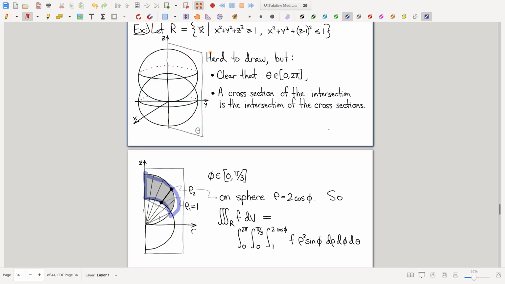So notice I have found the cross section that I'm interested in without ever having to draw the original solid. Anybody see the trick? That's the main point of this example. I do want to encourage you to think through the rest of these details. Make sure you can see these bounds.